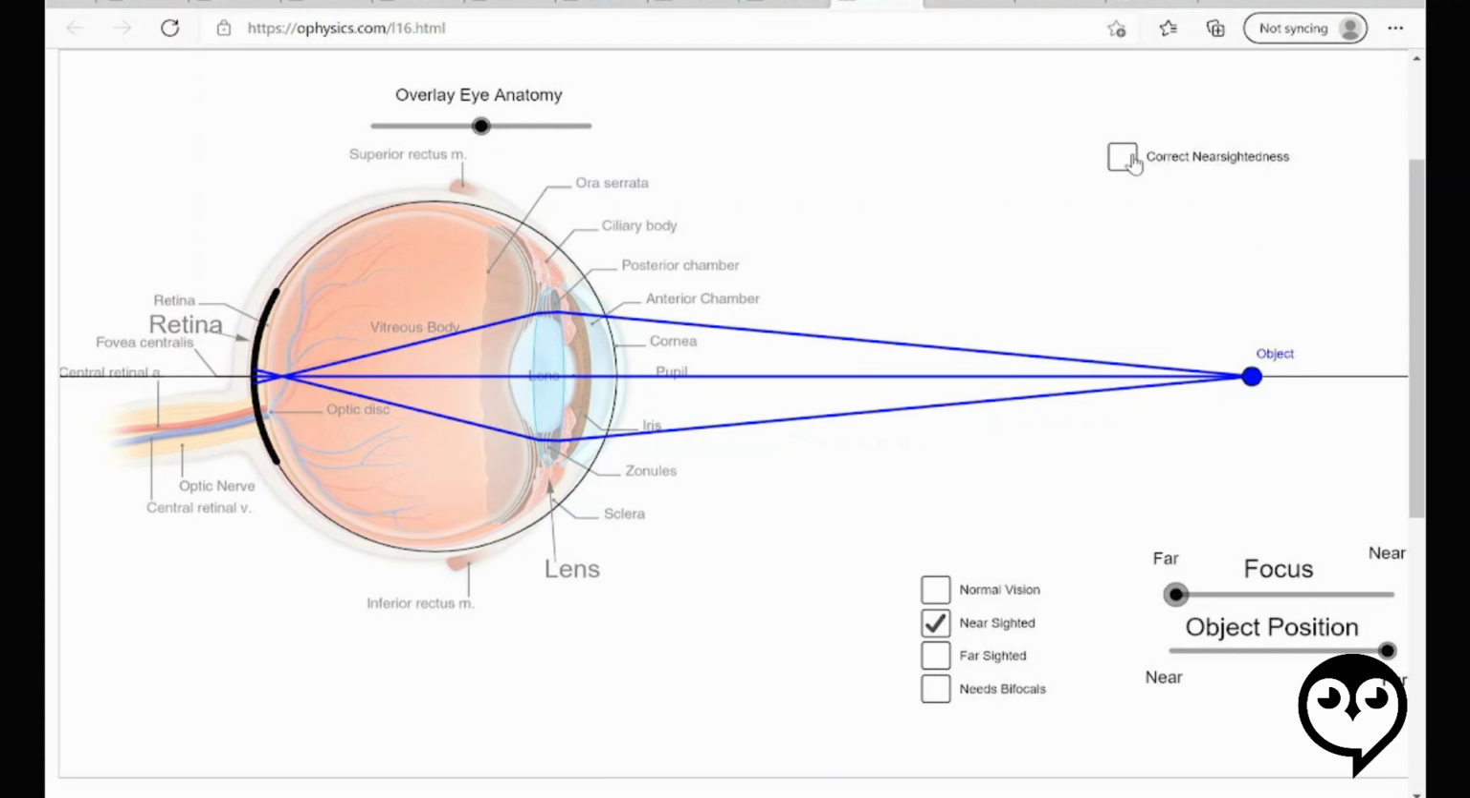Now, how do we correct nearsightedness? Well, you put in this diverging lens here. It's going to make things so that the image is formed correctly on the back of the retina.